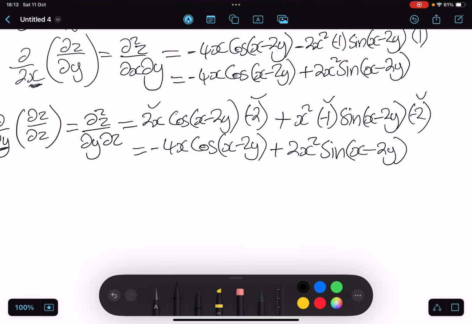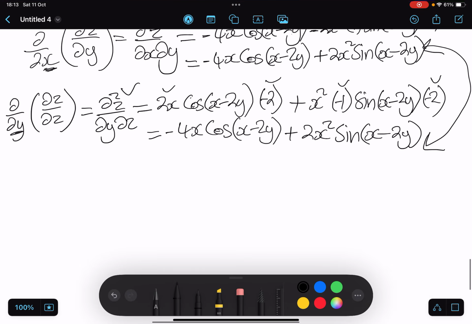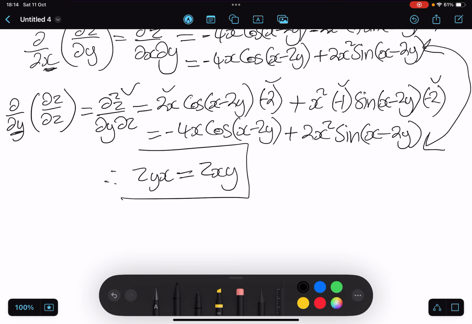So now you can see that we found this, right? And obviously these are the same. We've just proven that these are the same, right? Which means therefore z_yx is equal to z_xy. We've just proven this.